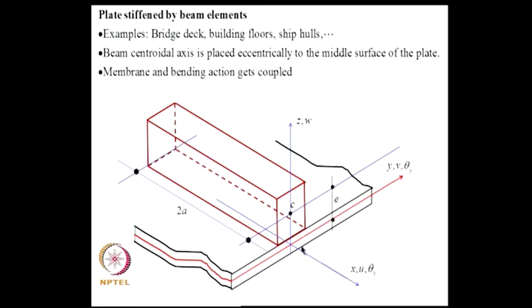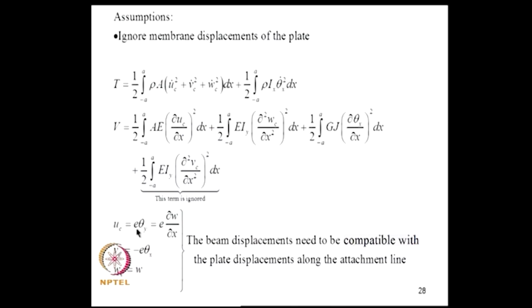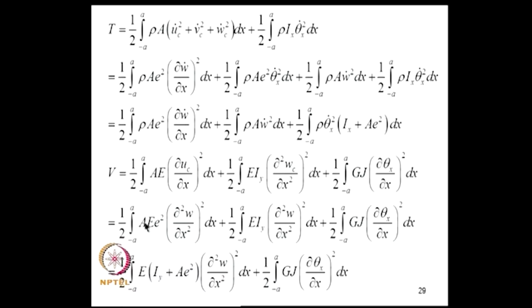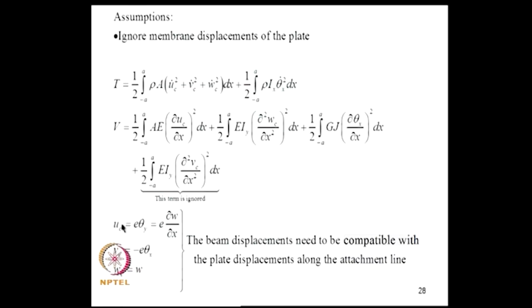Now, based on the geometry of this configuration, we can see that UC is given by E into theta y, it is E dou w by dou x, and VC is minus E theta x, and WC is W. The beam displacements actually need to be compatible with the plate displacements along the attachment line. The expression for kinetic energy, I will use these representations. So, this is the expression for kinetic energy, and UC, VC, WC are given in terms of W and theta x.